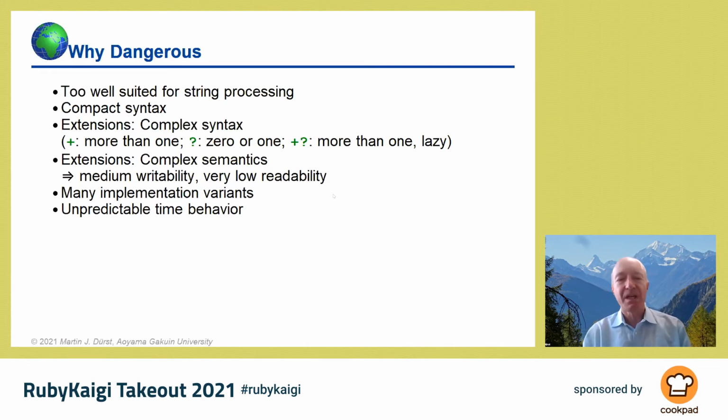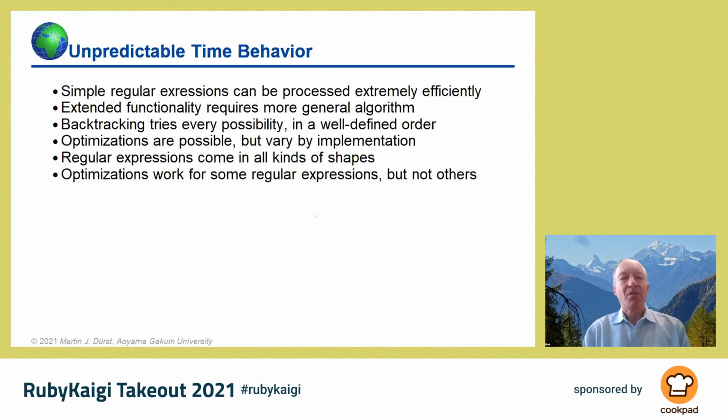And there is, as we already saw, the unpredictable time behavior. Why is there an unpredictable time behavior? Simple regular expressions can be processed extremely efficiently. There are implementations that do that, but they're severely limited in what regular expressions they can accept. And if you want extended full functionality, you need a more general algorithm. And that algorithm does backtracking. It tries every possibility in a well-defined order.